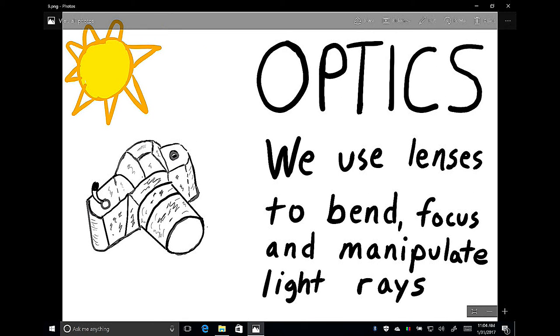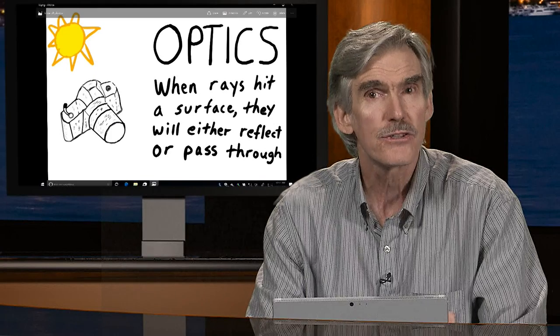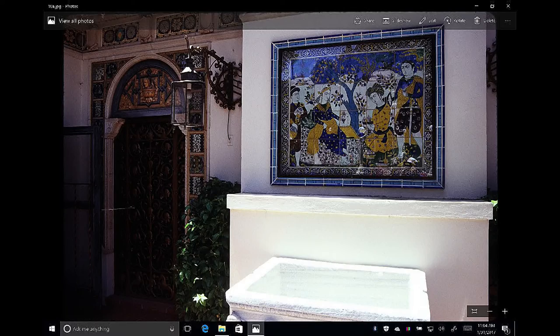We use lenses to bend, focus, and manipulate these light rays. And when rays hit a surface, they will either reflect or pass through that surface. Now, they can only pass through if that surface happens to be transparent. Now, in this first example, we see reflected light. There's no light passing through because these are not transparent surfaces, but we see examples of reflected light in this image at three different exposure values.